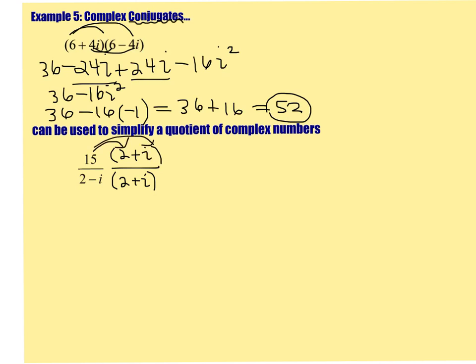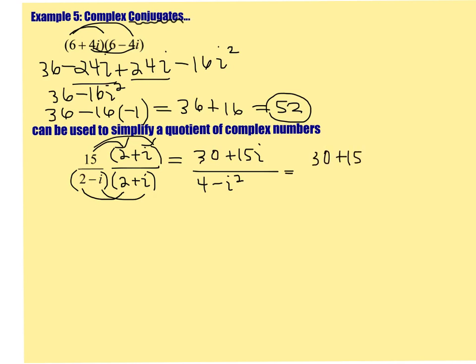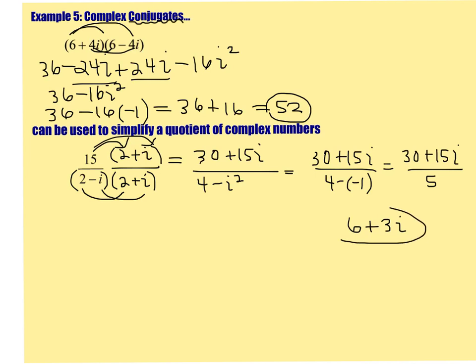So in the numerator, when we distribute, we'll get 30 plus 15i. And in the denominator, the whole point of complex conjugates is that their inner and outer terms will cancel, so we're just going to multiply together the first two terms and the last two terms. And we're going to make sure we don't forget that i squared is negative 1. So what we have is 4 minus negative 1, or 4 plus 1, so it's 30 plus 15i over 5. And then that's going to go ahead and reduce to 6 plus 3i when we divide each term by that 5.